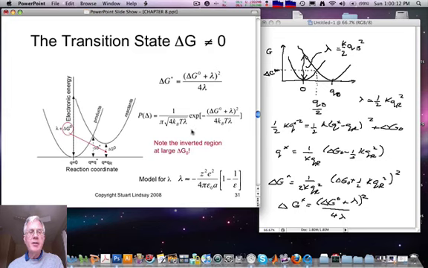An important and interesting thing to notice is that as the driving energy for the reaction is increased, the intersection point of these two parabolas moves downwards, increasing the reaction rate. However, as the free energy gets even larger, the intersection point starts to go up again, leading to a point where the reaction rate falls. This is the famous inverted region, and it was the observation of this region experimentally that won Rudy Marcus the Nobel Prize for this model.